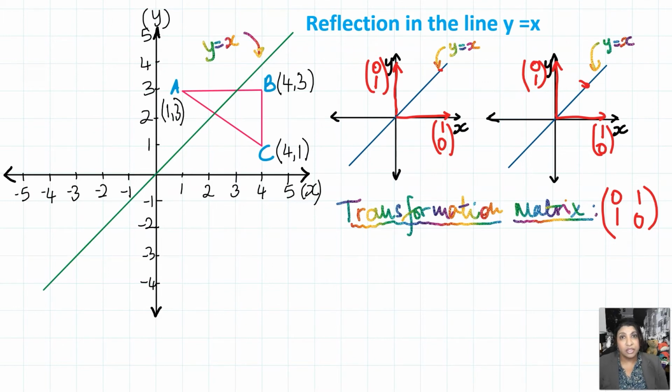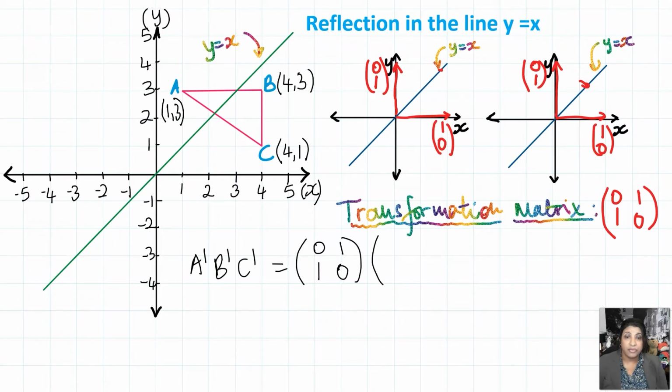Okay, so to get the images of vertices A, B, C, so A prime, B prime, and C prime, that's going to be equal to our transformation matrix, which you now know how to find, which is [0, 1; 1, 0], and then we need to use our vertices. So vertex A is (1, 3). We need to write them as vectors, so (1, 3), and then point B is (4, 3), and then point C is (4, 1). So now we just carry out the multiplication of these two matrices.